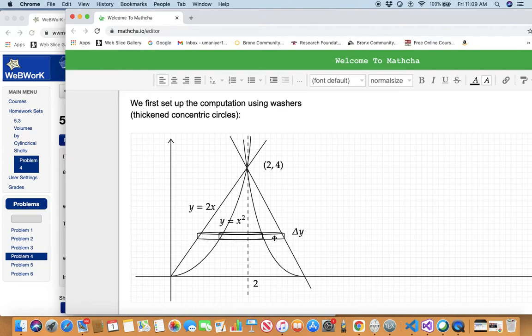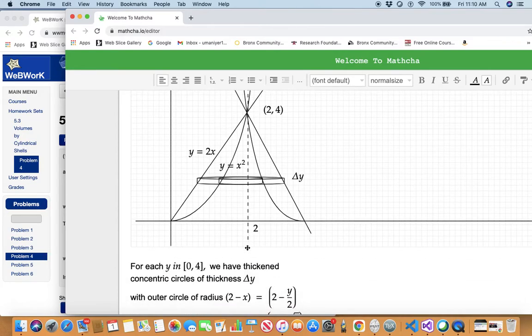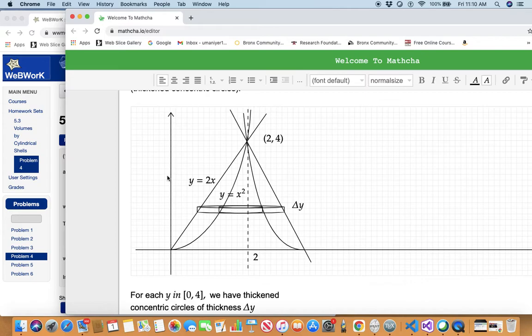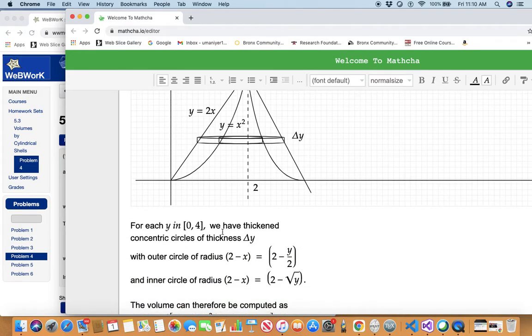Now here we are using thickened circles. There is an outer radius and there is an inner radius. Notice the thickness is delta y, so that tells me my integration is going to be with respect to y. For each y from 0 to 4, you are going to have thickened concentric circles of thickness delta y.